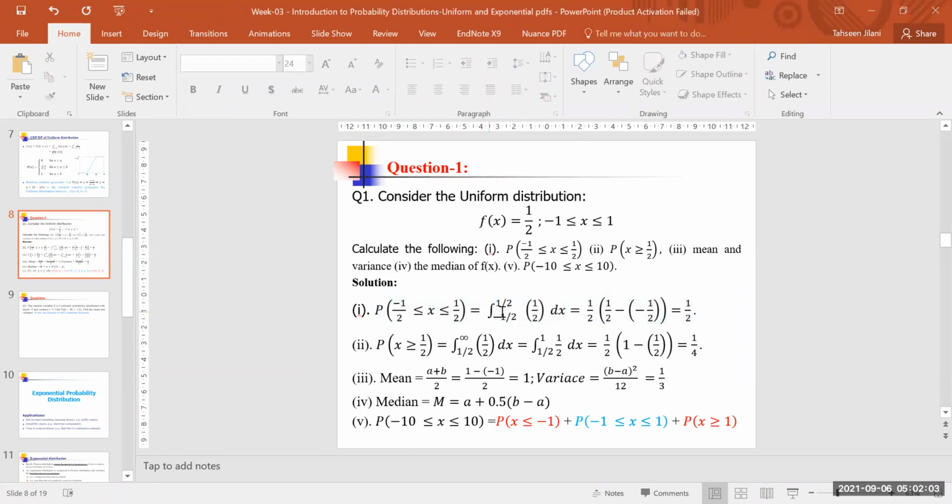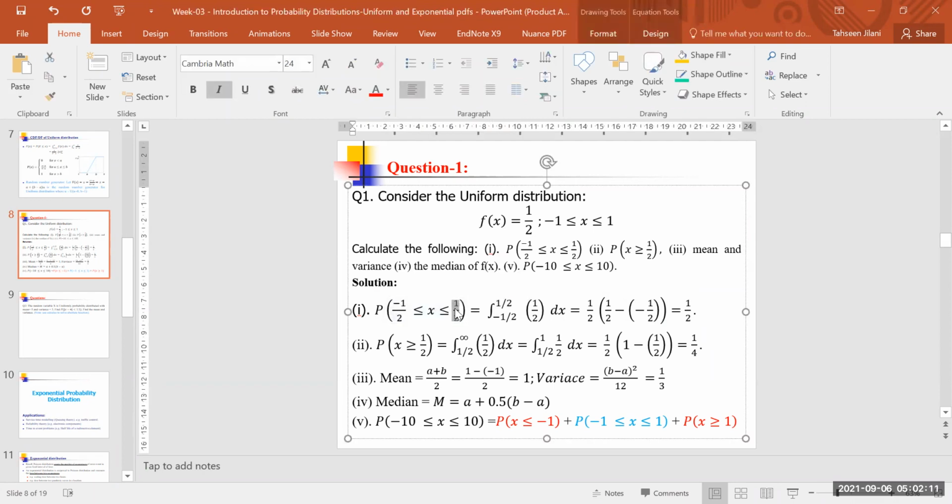Okay, so -1 by 2 to +1 by 2. This is the lower limit, and this is the upper limit. Sorry, this is the lower x value here, and this is the upper value of x. Not the limits -1 to +1, 1 by 2 dx. Then we simply integrate. 1 by 2, upper limit minus lower limit is -half. When I solve it, I get mean equals 1 by 2.